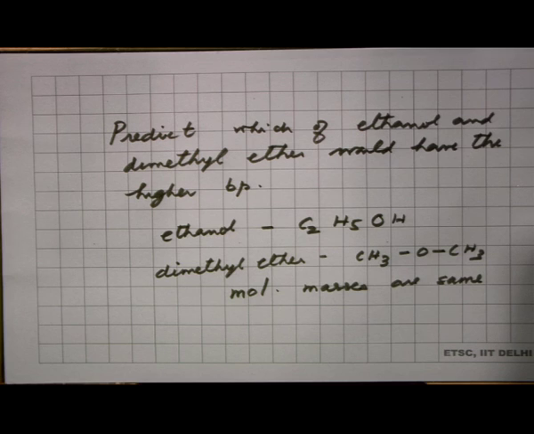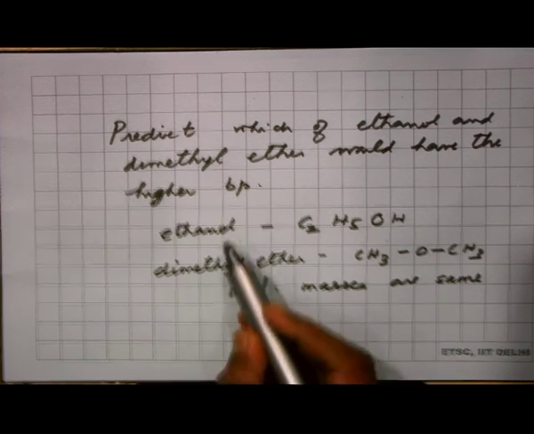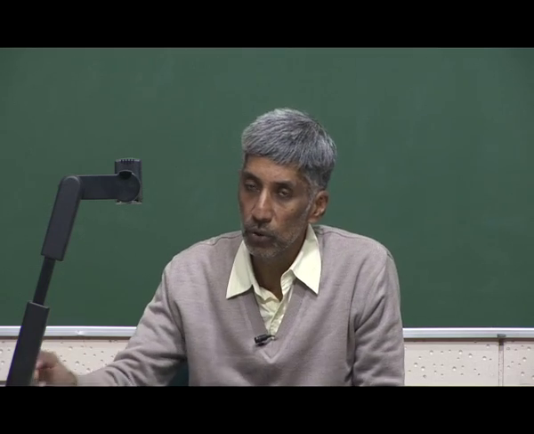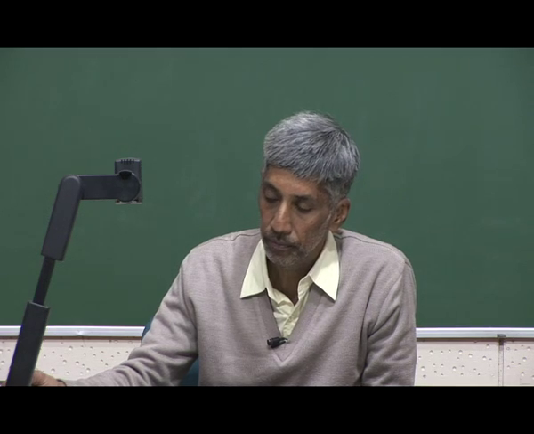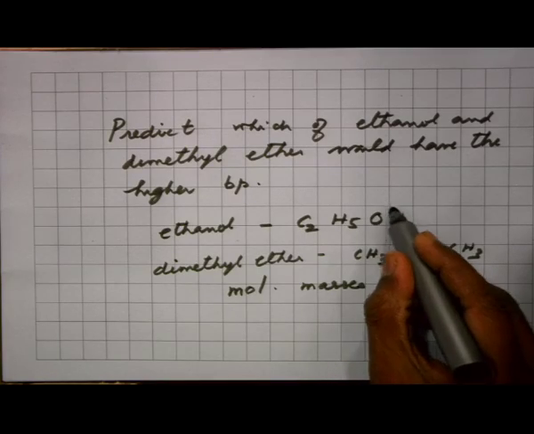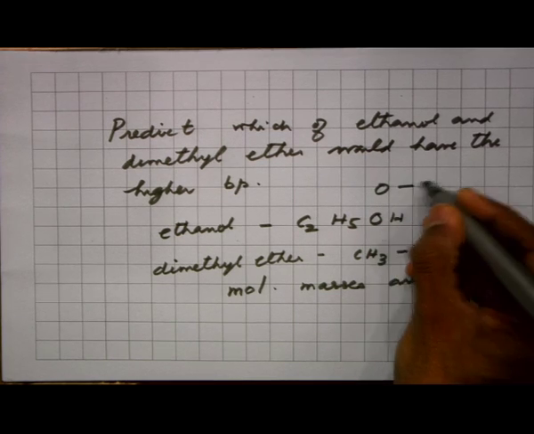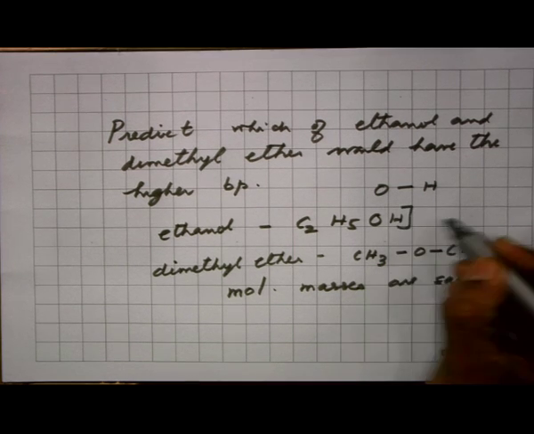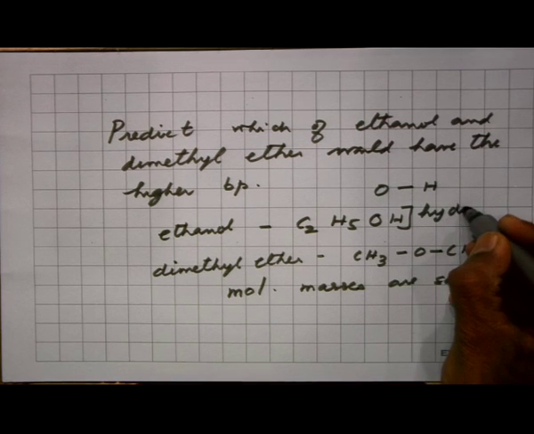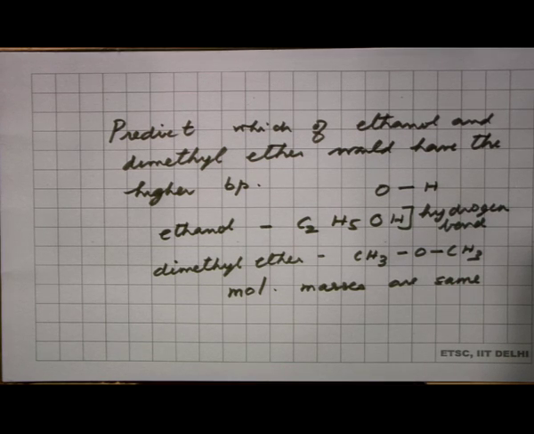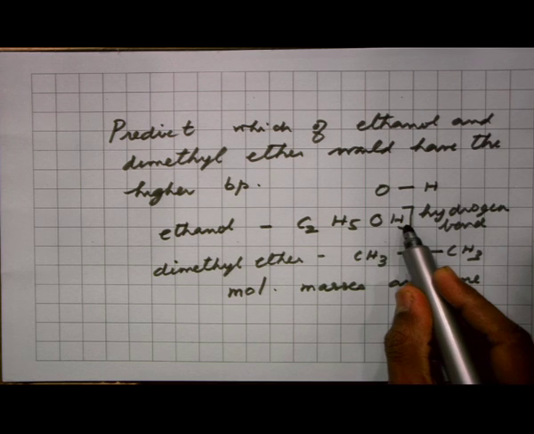So, the question we are asking is, given that the molar masses of these two are the same, could we, with the knowledge that we have got thus far, predict which of these would have the higher boiling point? And if you look here, in this case you have hydrogen attached to an electronegative atom like this. So, this is a candidate for a hydrogen bond. So, in the case of ethanol, there is a possibility of a hydrogen bond happening.